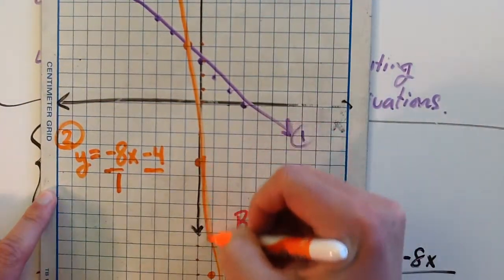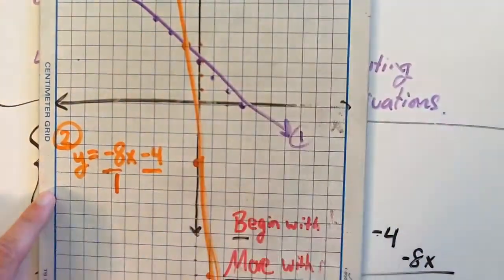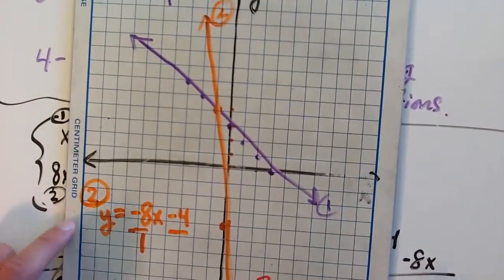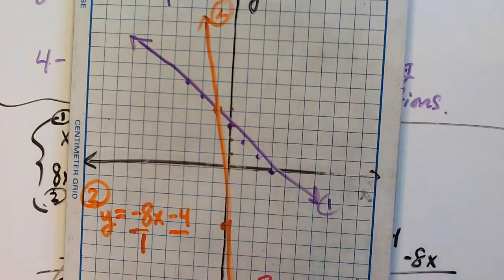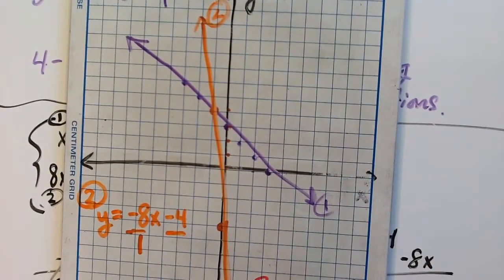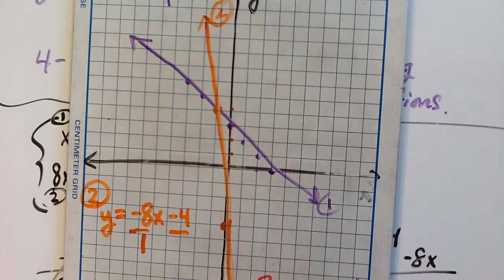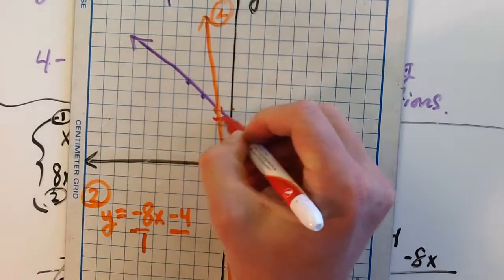I'm going to connect these points with a line right there. Draw an arrow on the end of your line. Okay, and this is the second equation. Now that I have my two lines graphed, the purple line is equation 1, the orange line is equation 2. I see that these lines intersect, these lines cross, and that point that they intersect is the solution to this system. And as you can see, they cross right here at this point.